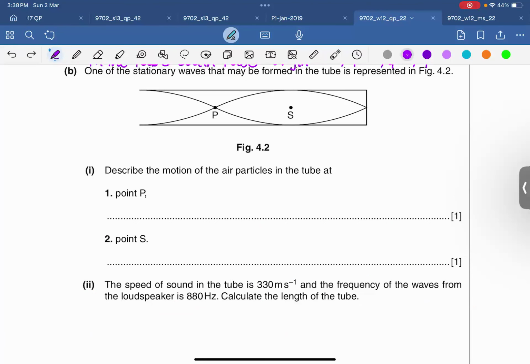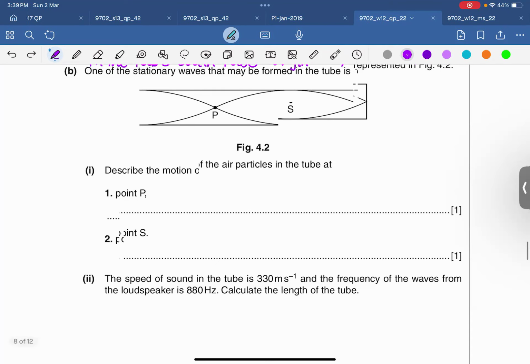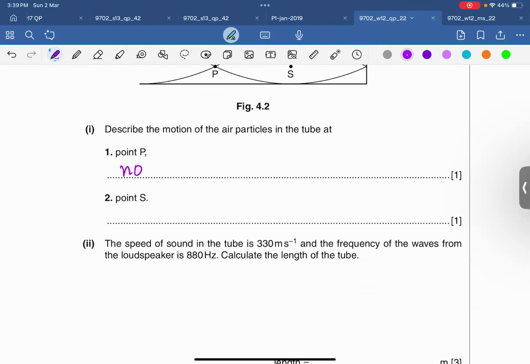One of the stationary waves that may be formed in the tube is represented in figure 4.2. Describe the motion of the air particles in the tube at point P. Point P is the node, right? Yes. And at the node, since it has zero amplitude, it means no motion, nothing. So no motion.